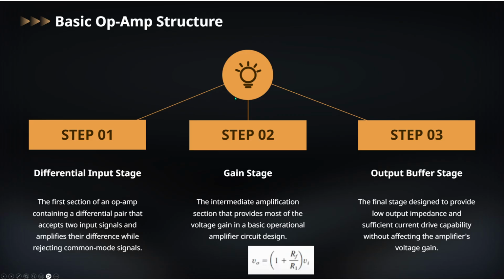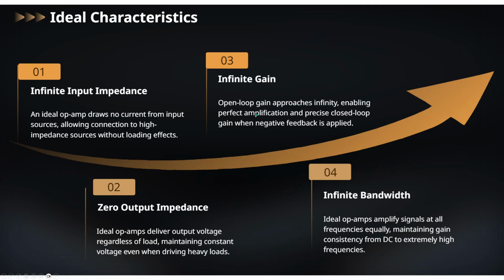For the first step would be the differential input stage. The first section is to accept the two input signals and amplify the difference while rejecting common mode signals. And then next thing is the gain stage. As you can see, the output voltage is proportional to 1 plus RF over R1 multiplied by the V input. So that's for the non-inverting amplifier. And then for the output buffer stage, the final stage is designed to provide low output impedance and sufficient current drive capability without affecting the amplifier's voltage gain.